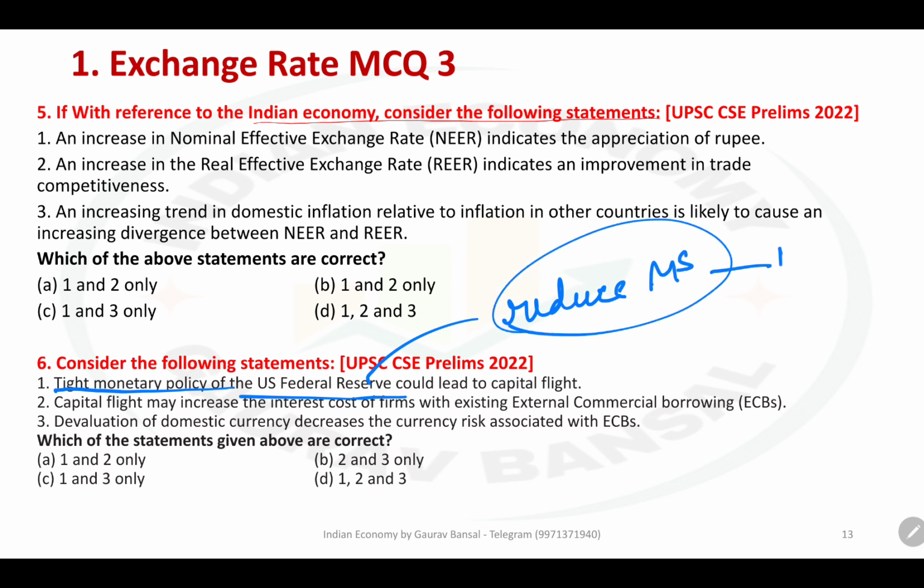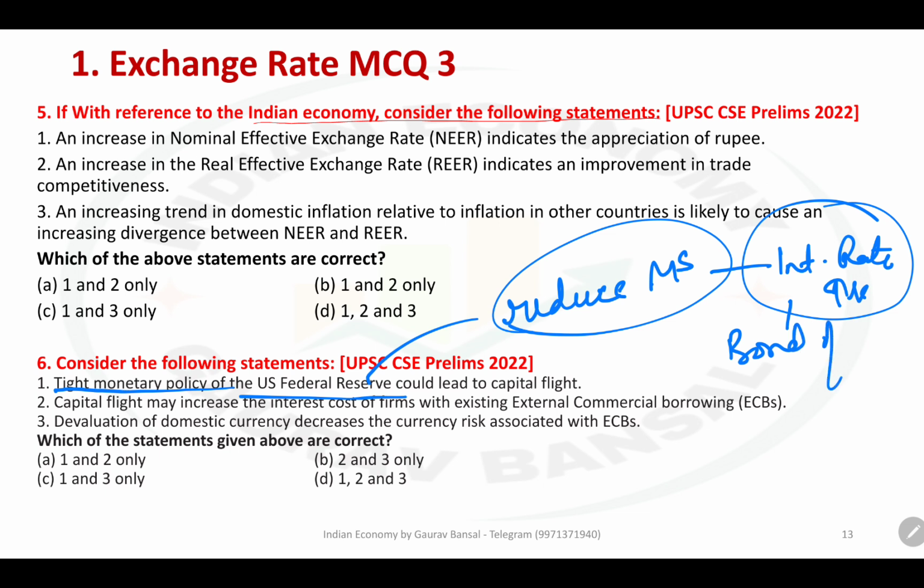When money supply reduces, interest rate increases. And when interest rate in the USA increases, their bonds become more attractive, meaning more people will invest in American bonds compared to Indian bonds. So obviously there will be a flight of capital from India. People who have invested in rupees will take out money and invest it in dollars. So the first is correct.